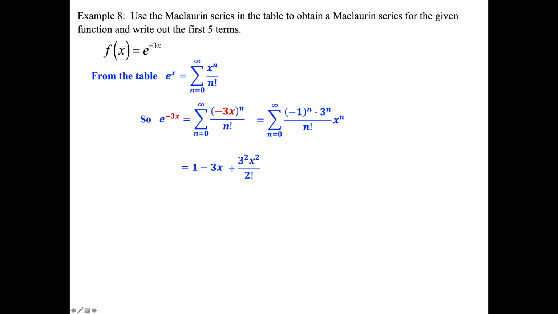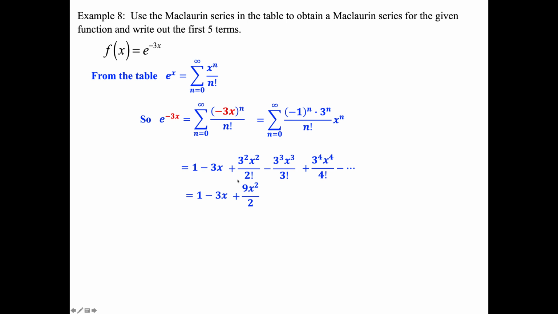3 squared times x squared over 2 factorial minus, then we're going to have 3 to the third, x to the third, 3 factorial, plus 3 to the fourth, x to the fourth, 4 factorial, then minus, but these are your first 5 terms.